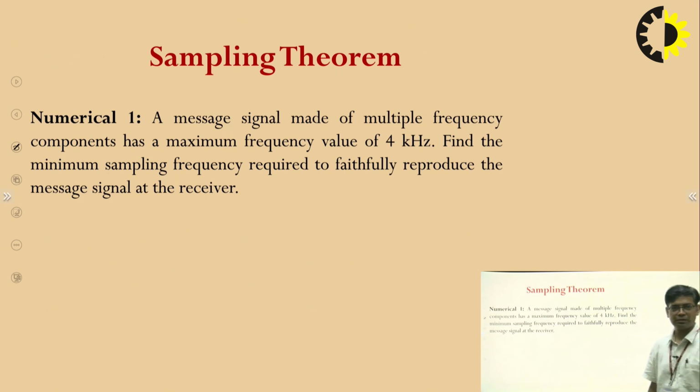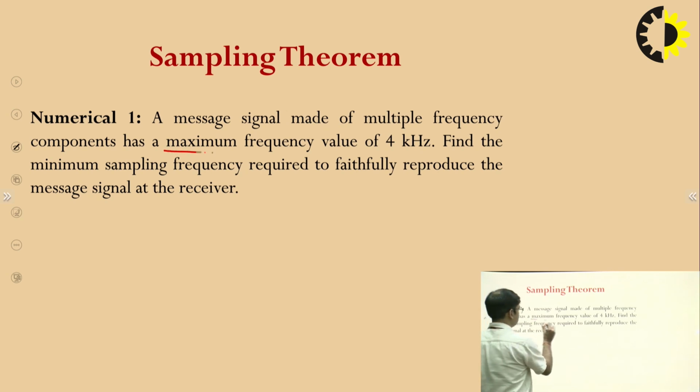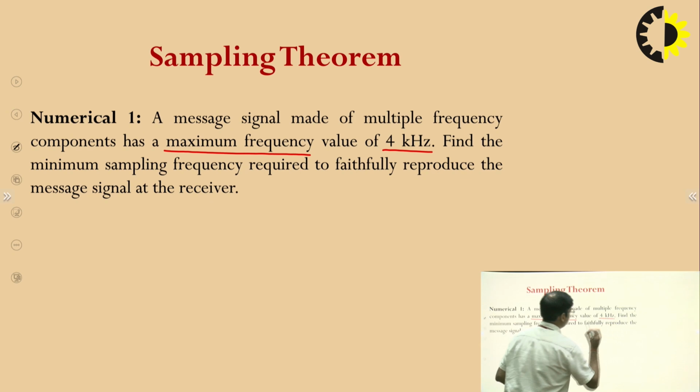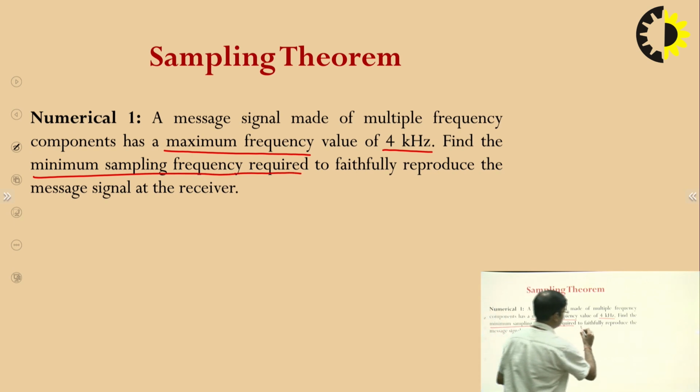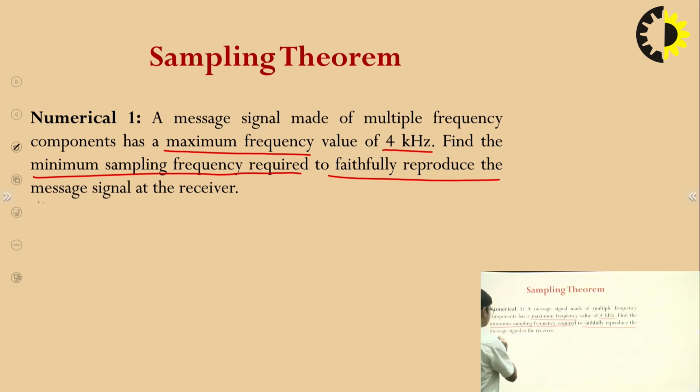There is a numerical based on this concept of the sampling theorem. Let us discuss this numerical to understand this concept further. A message signal made of multiple frequency components has a maximum frequency of 4 kHz. We have to find out the minimum sampling frequency required to faithfully reproduce the message signal at the receiver.